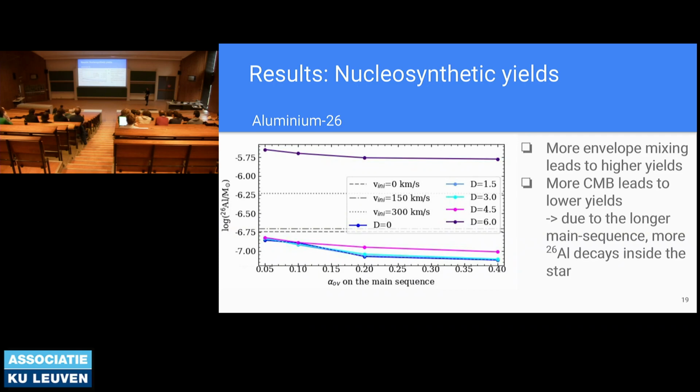More convective boundary mixing actually leads to lower yields, which was not a result I expected. I thought, well, more mixing, more stuff. No, because apparently we have a longer main sequence. And the longer the main sequence, the more aluminium decays inside the star. And it happens that from this model over here to that model over there, we managed to increase the main sequence by exactly 2 half-lives of aluminium-26. So we lost some aluminium in the star.